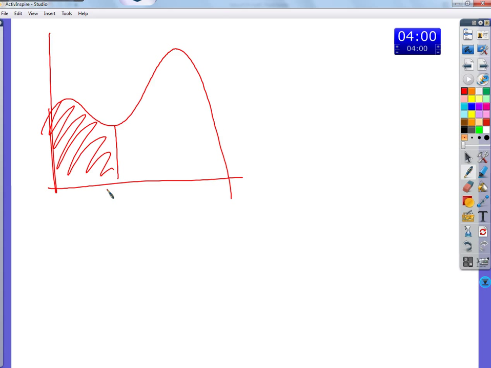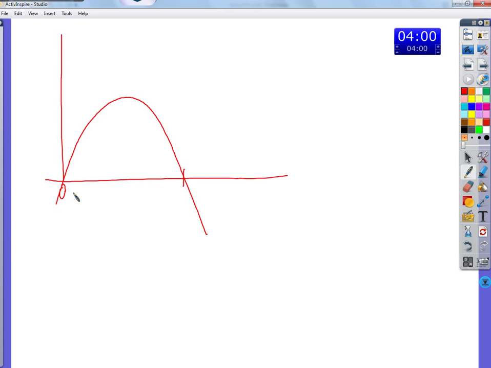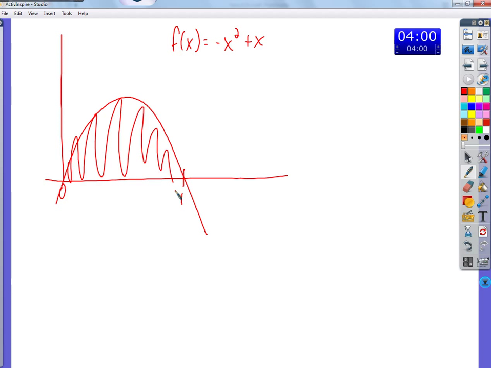We did it like rectangles. There's an infinite amount of rectangles. So, for example, let's use this function, from 0 to 1, negative x squared plus x. Let's find the area under the curve. It sounds like you're remembering from last year we used rectangles, right? Then we used the summation formula, added them up, and got better and better by using more rectangles.